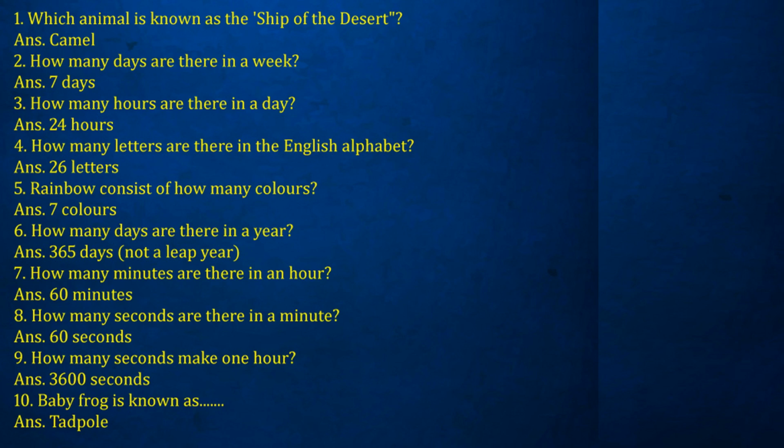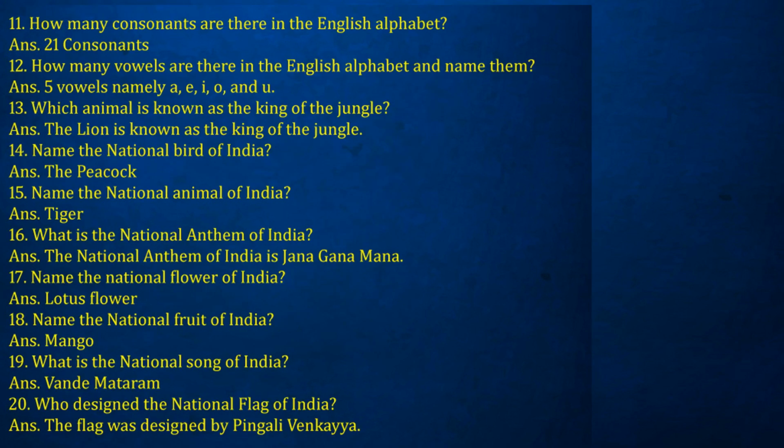Ans. Tadpole. 11. How many consonants are there in the English alphabet? Ans. 21 consonants. 12. How many vowels are there in the English alphabet and name them? Ans. 5 vowels, namely A, E, I, O, and U. 13. Which animal is known as the king of the jungle? Ans. The lion is known as the king of the jungle.